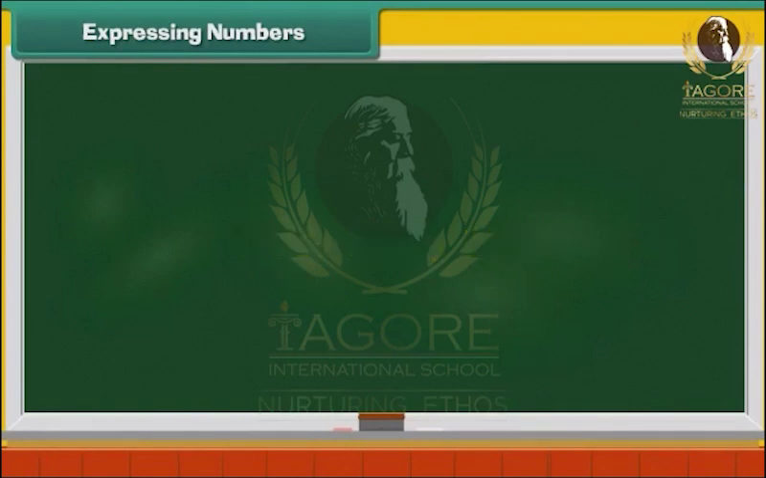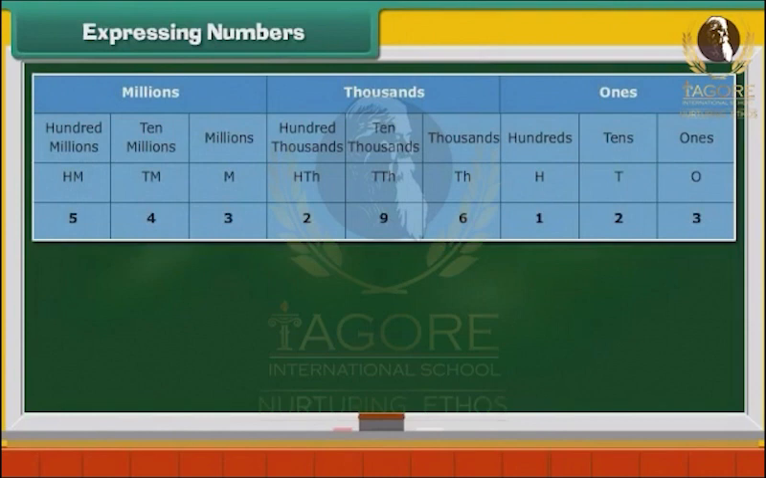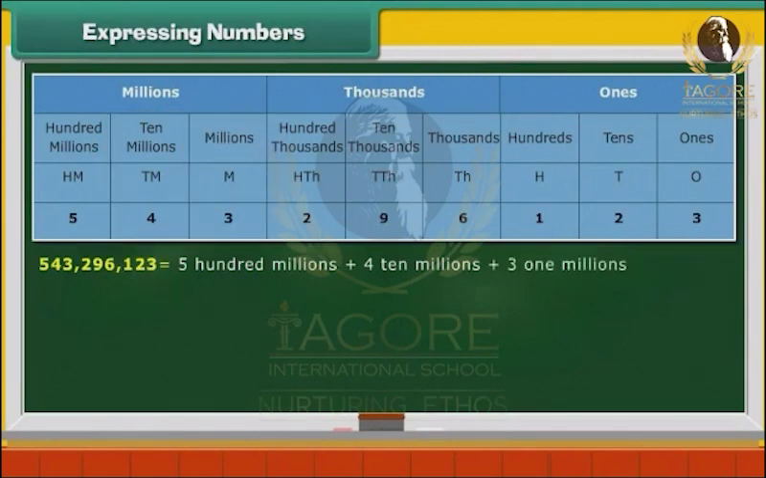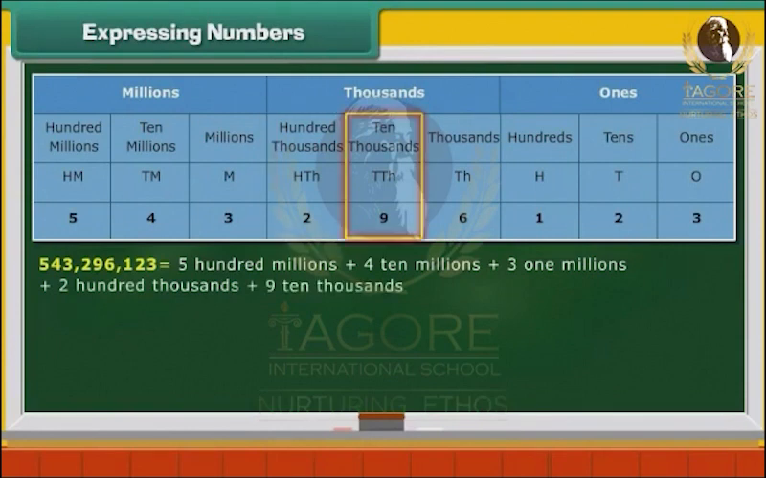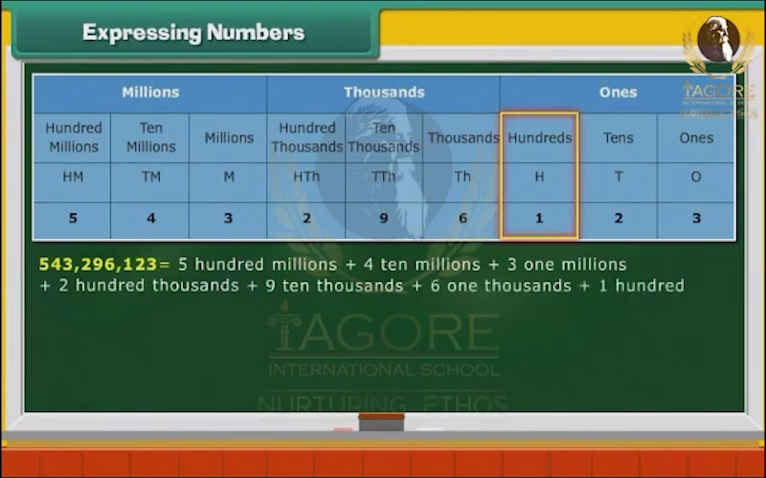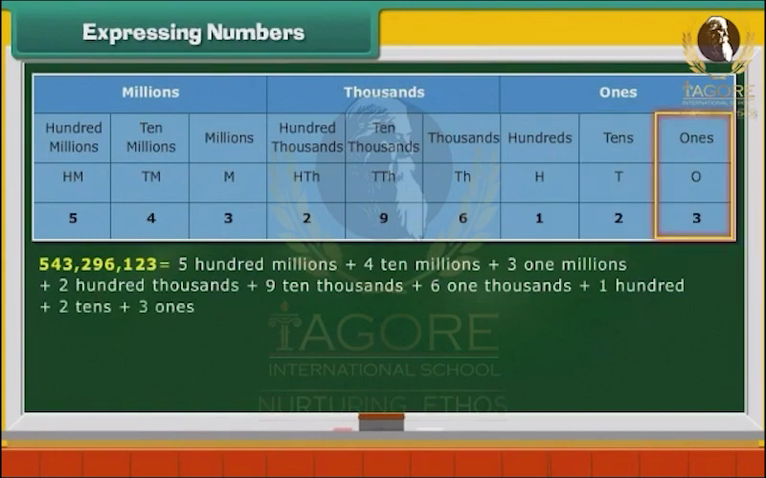First, we arrange the number in the international place value chart. 543,296,123 may be expressed in expanded form as 500 millions plus 40 millions plus 3 millions plus 200 thousands plus 90 thousands plus 6 thousands plus 100 plus 2 tens plus 3 ones.